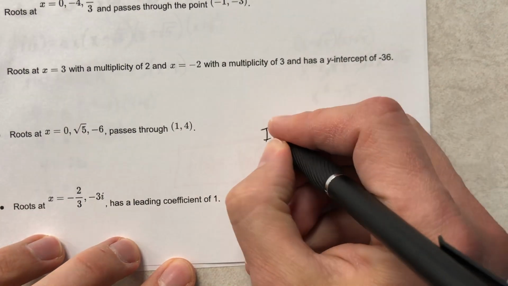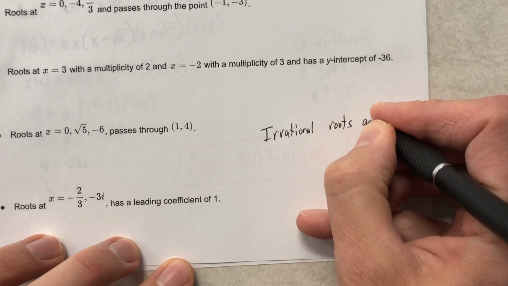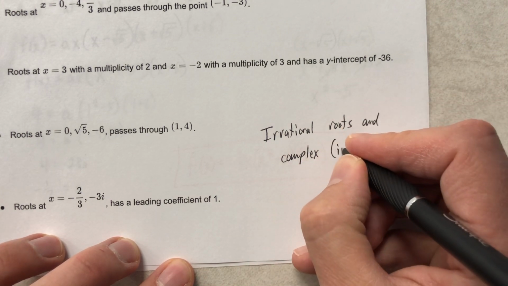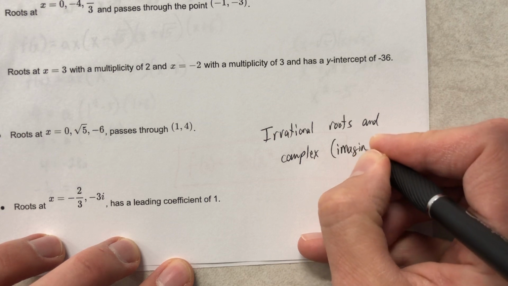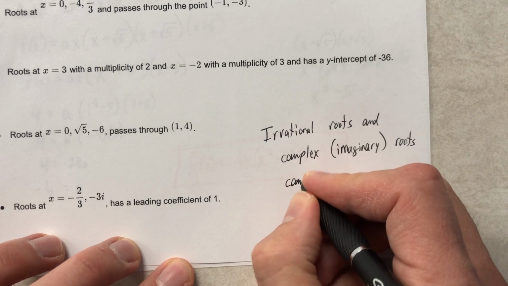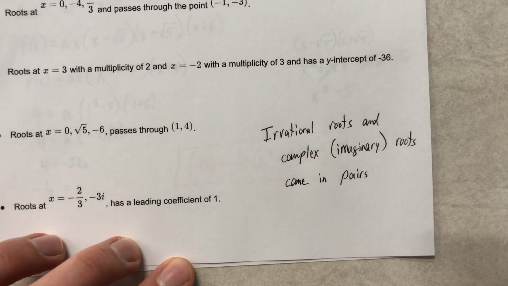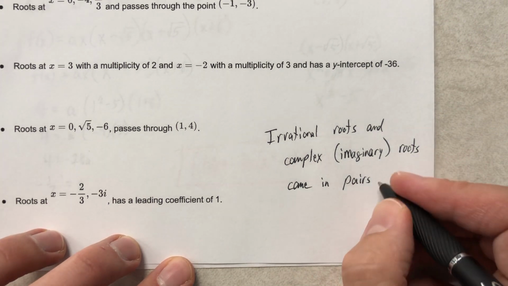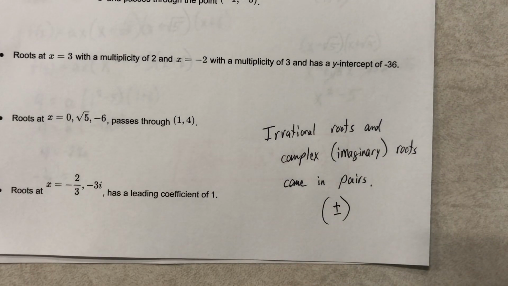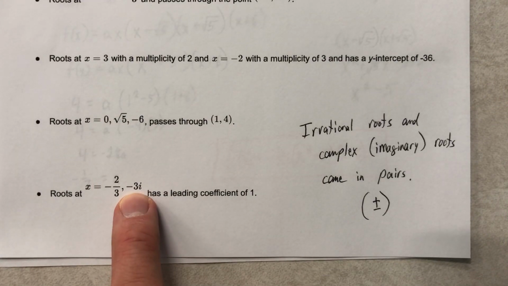But irrational roots and complex (imaginary, I hate to use that word) roots come in pairs, whether they said so or not. So in parentheses again, I'm going to put plus or minus. Okay? Good to know. Keep that in mind. You see this, they left something out.